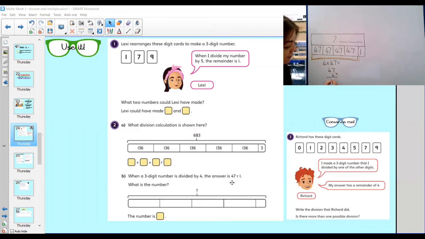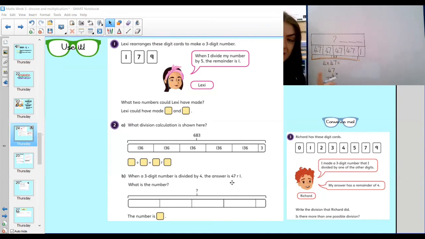So 7 times by 4 is 28. 4 times by 4 is 16 with my 2 more 10s. So 16, 17, 18. And then I'm going to have another 100 because I can't put 18 in one box. So 47 times by 4. This part of my bar here, I've already worked out, is 188.